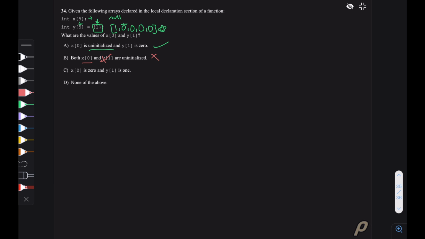And then x0 is 0, and y1 is 1. Both of those are wrong actually. X0 is uninitialized as we talked about, and y1 is 0. So those are both wrong, and that makes A our correct answer.